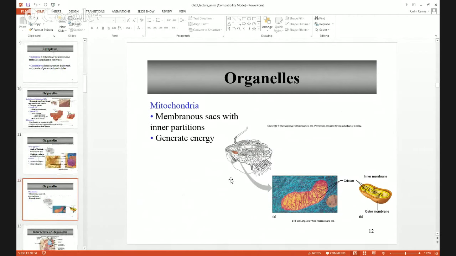Another important organelle is the mitochondria. And these are membranous sacs with inner partitions. Inner partitions are called cristae. The function of the mitochondria is to generate energy by breaking down a substance known as ATP, or adenosine triphosphate.